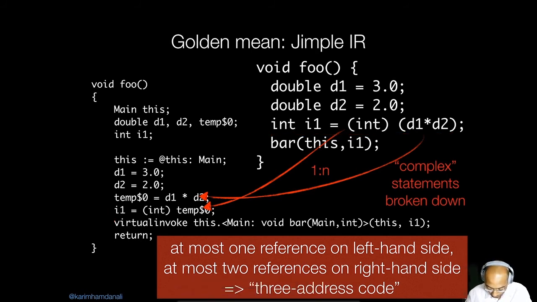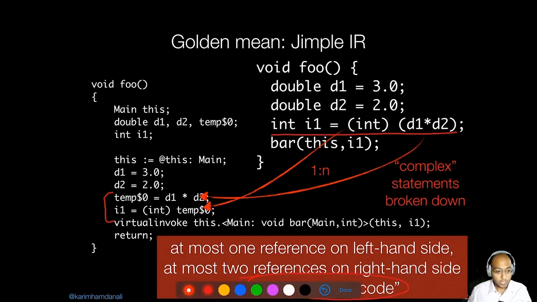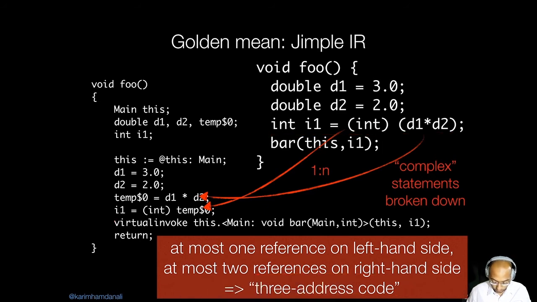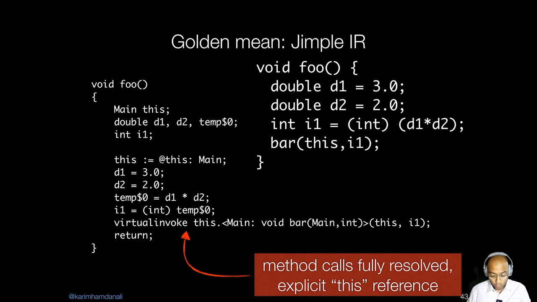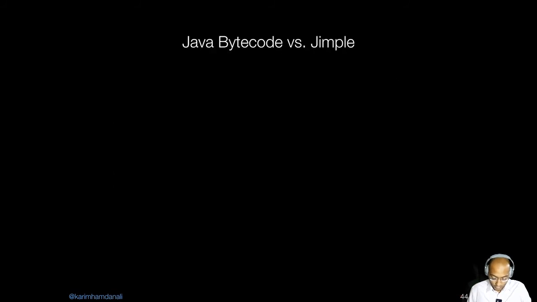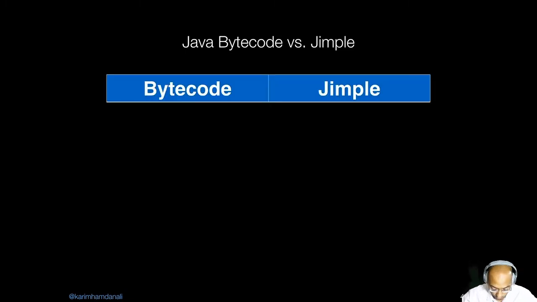And this is basically what I meant before by three address code. Three address code is, at most you have one reference on the left-hand side and at most you have two references on the right-hand side. And that's what makes it three address code. You have at most three addresses or three references in one instruction. The method calls are fully resolved, so you have the explicit this reference as part of the method call itself. And here I'm going to show a quick comparison between the Java bytecode and the Jimple representation.